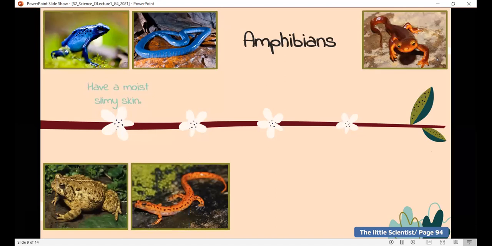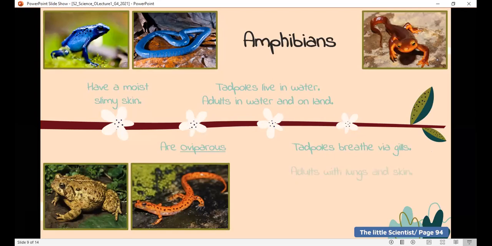Amphibians have a moist, slimy, shiny skin. They reproduce by laying eggs, so they are oviparous animals. Amphibians means two lives, tadpoles and adult amphibians. Tadpoles live in water only, while adults live in water and on land. Tadpoles use their gills to breathe, while adult amphibians use their lungs and skin to breathe. Are amphibians cold-blooded or warm-blooded animals?